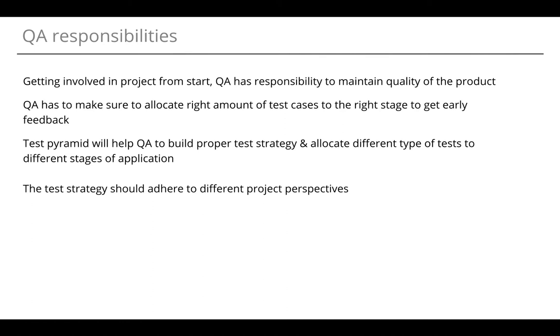How is the test pyramid going to help QA? The test pyramid will help QA to build a proper test strategy as well as allocate different types of test cases to the correct stages of the application, which should help QA to avoid rollback plans. Is test strategy a kind of template which can be allocated to different projects? No. Test strategy should evolve as per your project, as per different perspectives of the project.